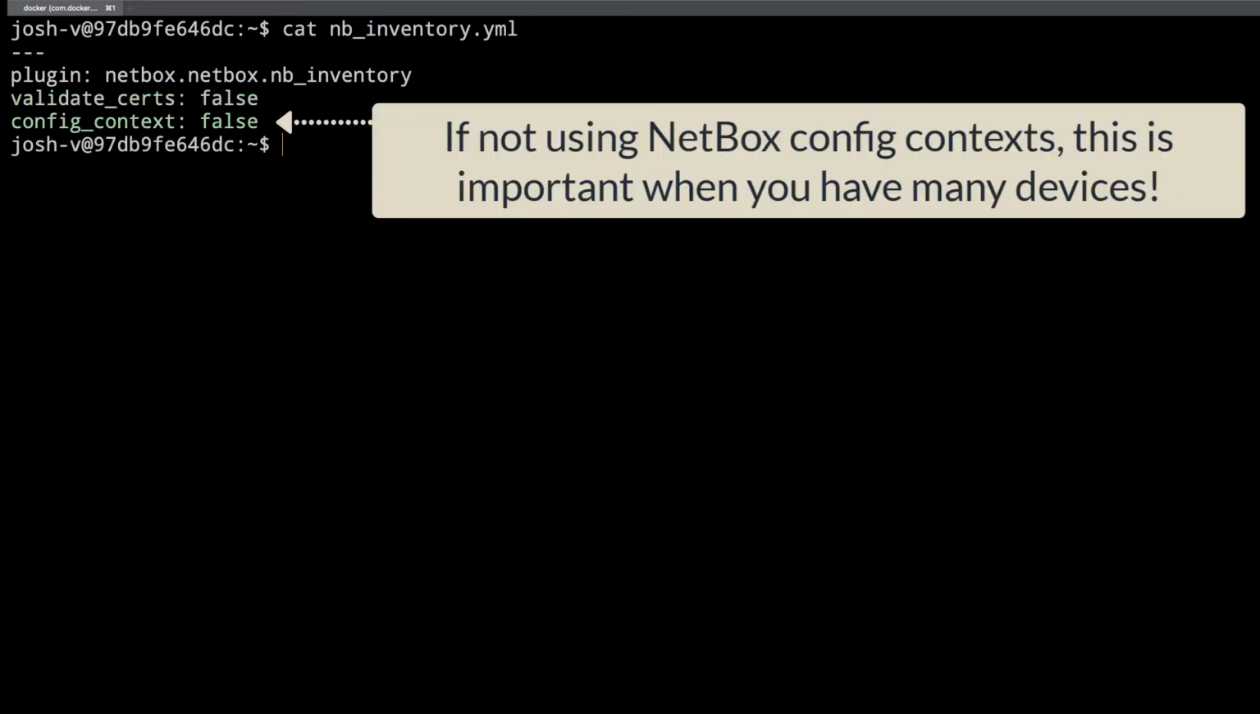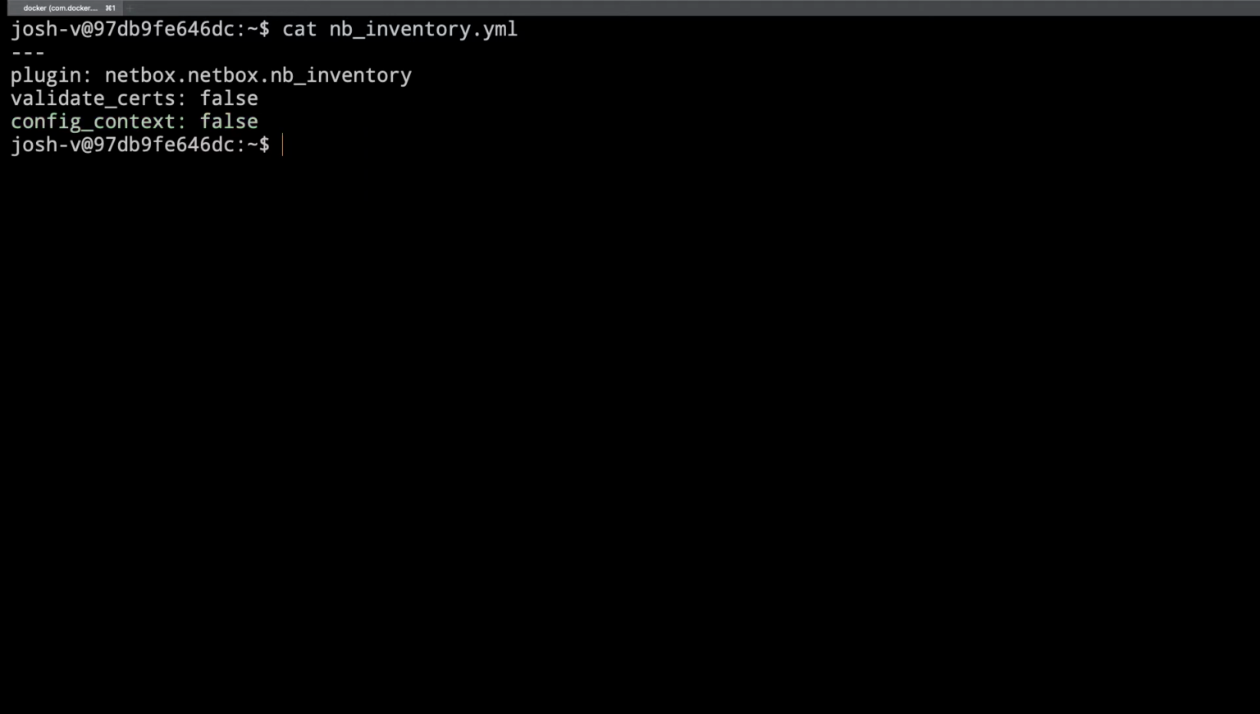And note, this one is very important: config_context. We're going to say do not download the config context that comes with the device information from NetBox. This is very important if you have a large inventory and you are not using config context. If you have config context, you'll start to have some speed issues. So for us, we're going to go ahead and set this to false until you need it.